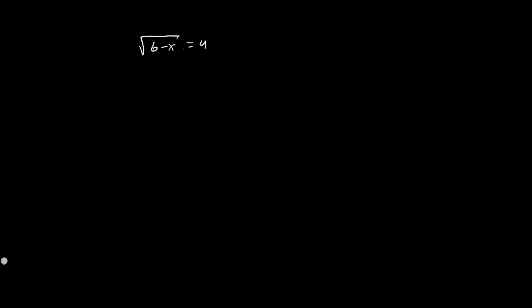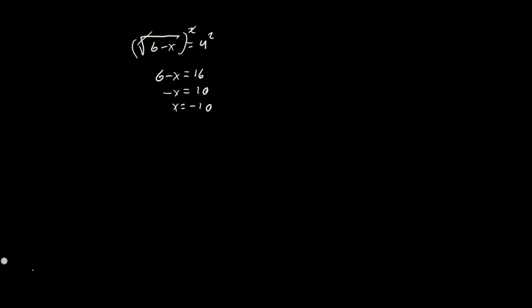Well, let's go ahead and take the first step, which is to square both sides. When we square both sides, the radical sign and the exponent will cancel out. So we're going to get 6 minus x is equal to 16. Now all we need to do is simply subtract 6 from both sides, giving us negative x is equal to 10. And x is equal to negative 10.